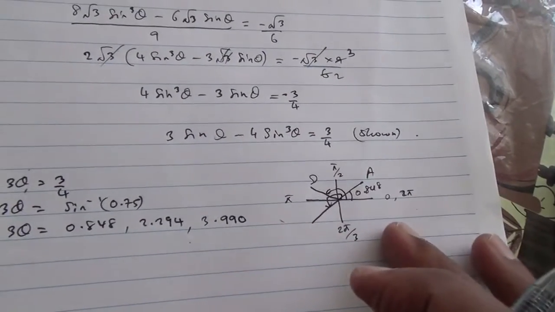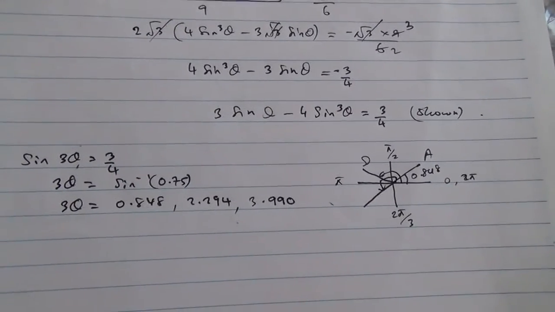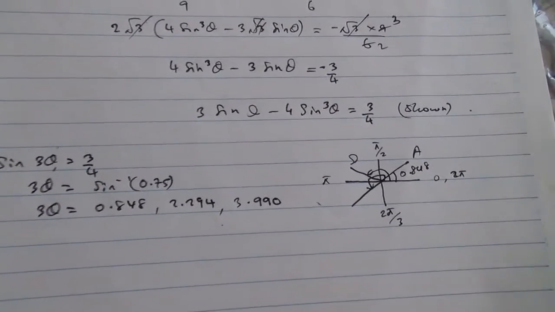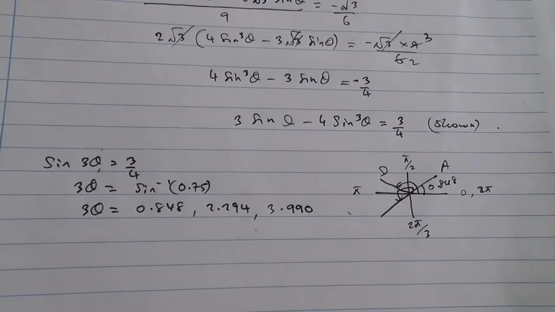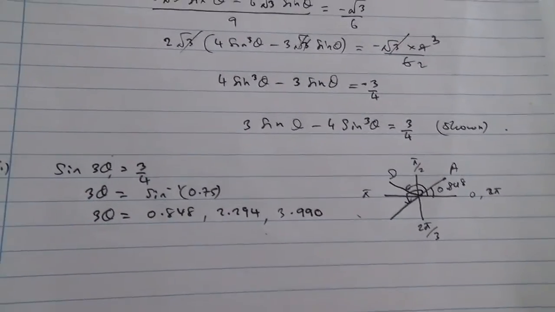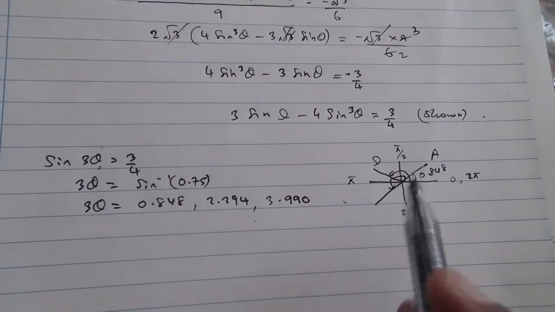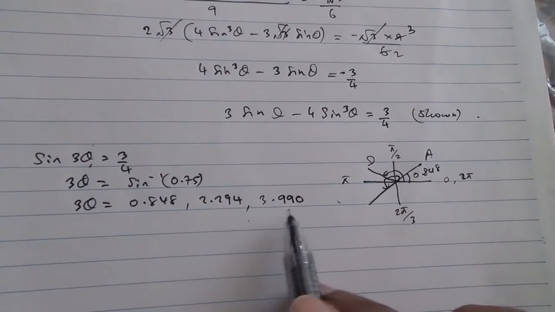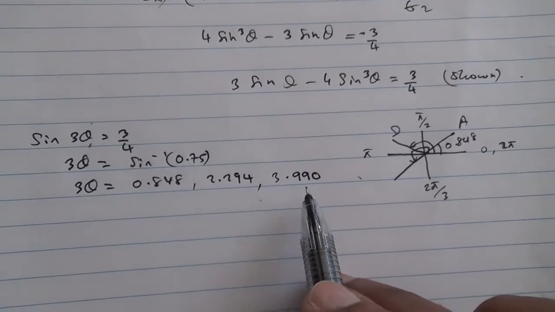3.990, isn't it? I'm not too sure if this is okay. I hope I'm doing it all right. Okay, anyway, that's the basic angle. So we work with a positive value, but we're going to put the answer as negative.